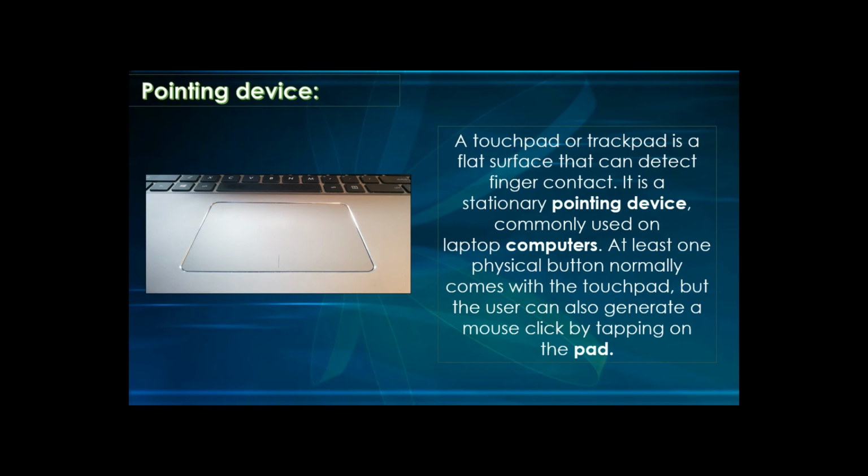Pointing device. A touchpad or trackpad is a flat surface that can detect finger contact. It is a stationary pointing device. Pointing devices do the same job as a mouse, but they come in different forms. Commonly used on laptops, at least one physical button normally comes with the touchpad, but the user can also generate a mouse click by tapping on the pad. A trackball is a mouse that has a big ball on top of it, which you roll in order to move the pointer.